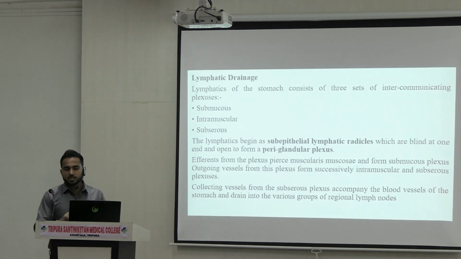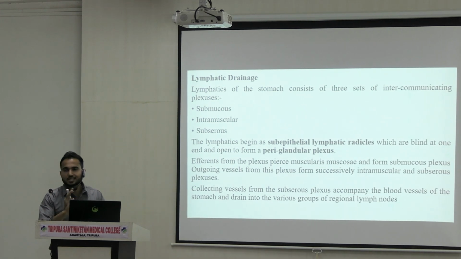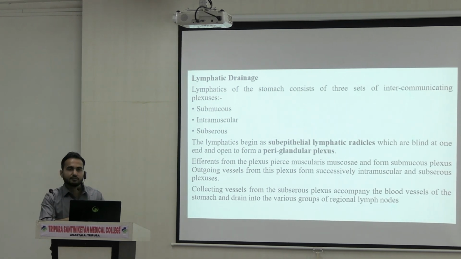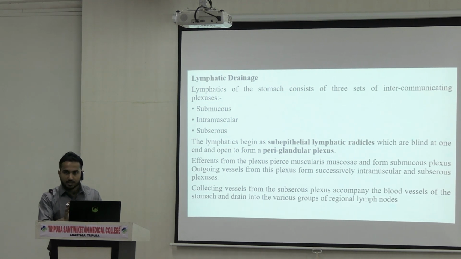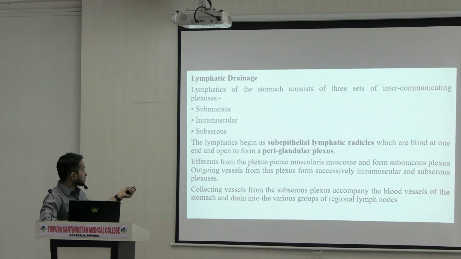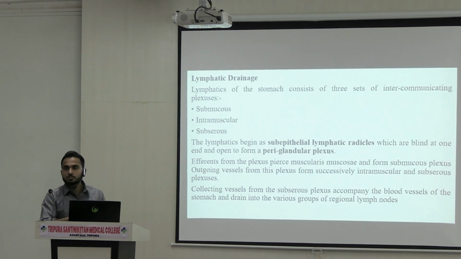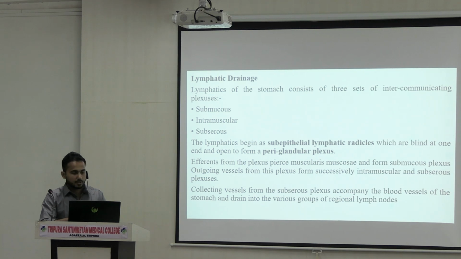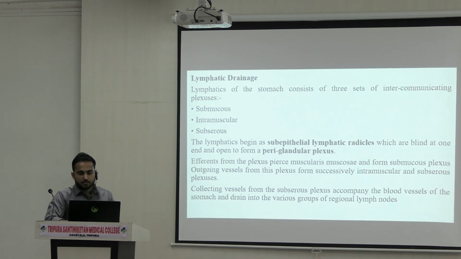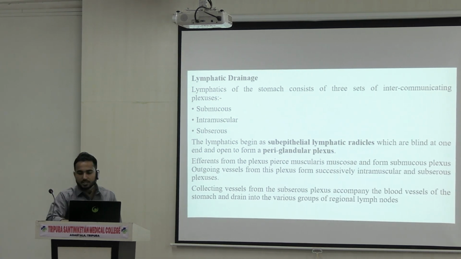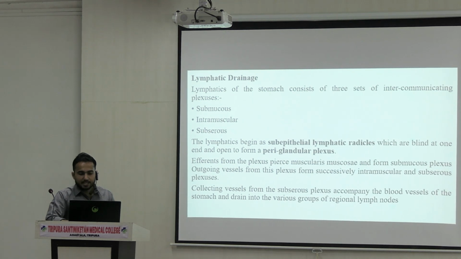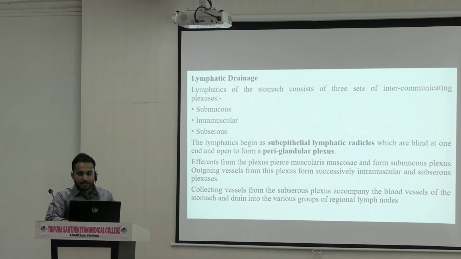In case of the stomach, three sets of intercommunicating lymphatic plexuses are present. These are submucous, intramuscular and subserous. Now the lymphatics begin from the subepithelial lymphatic radicals, which are blind at this particular level, and then they form the periglandular plexus.